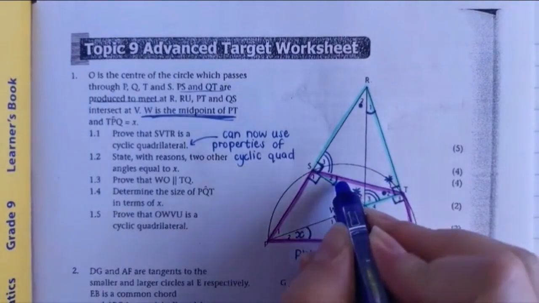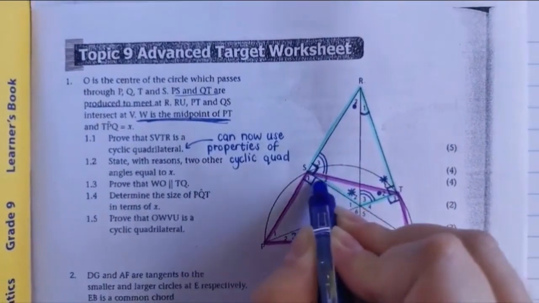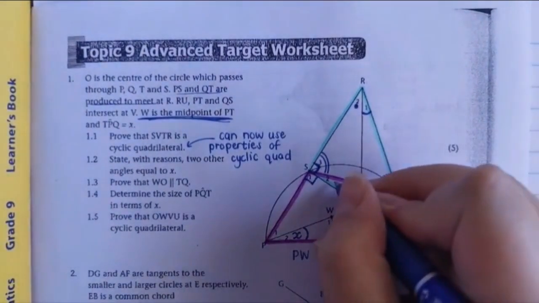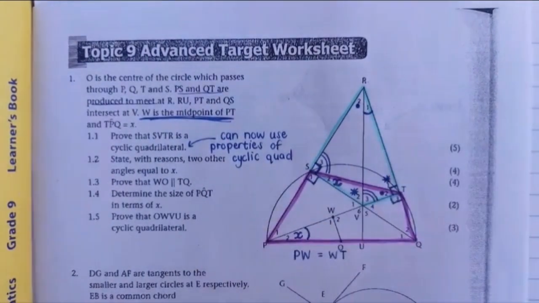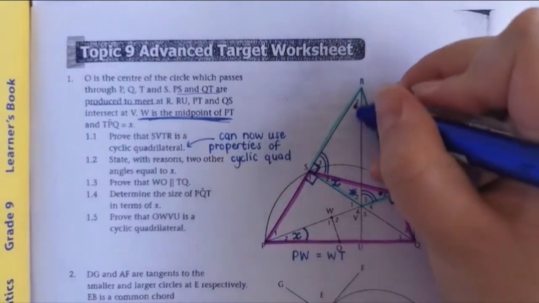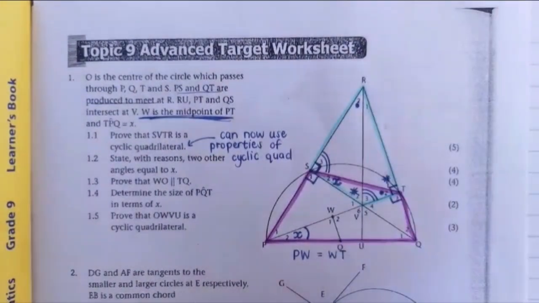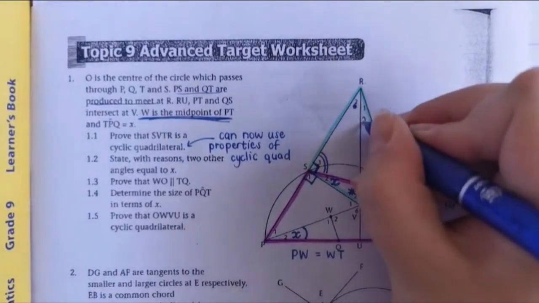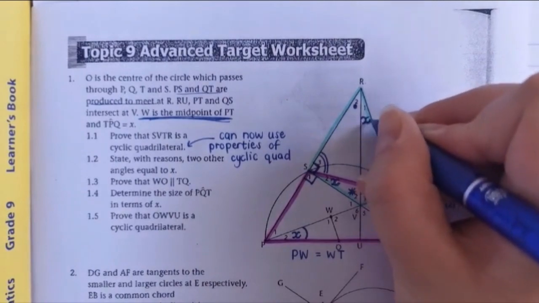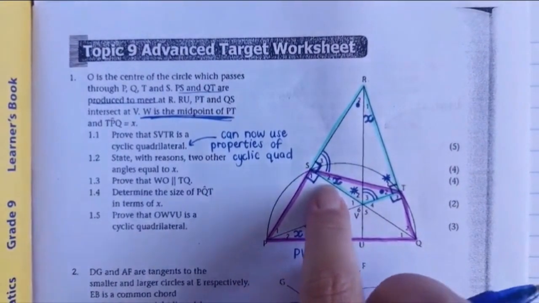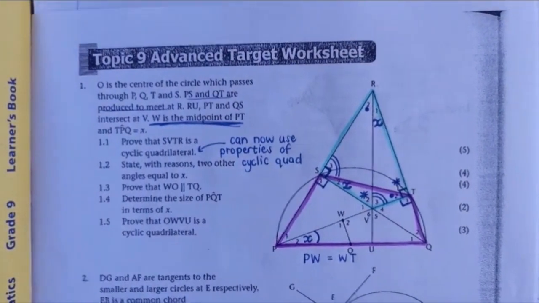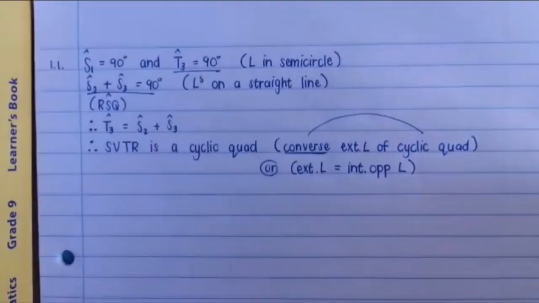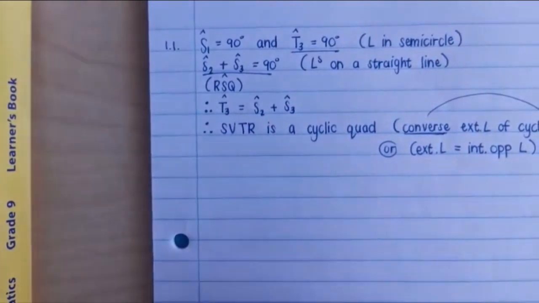So now I can erase that arch that I put there. S2 is actually equal to x. But guys, we said that R1 is equal to S2, right? Because of this cyclic quad that we proved here. So there we have our second angle that's equal to x. S2 is equal to x, and then R1 is also equal to x. Okay, so I'm going to write that down. 1.2.